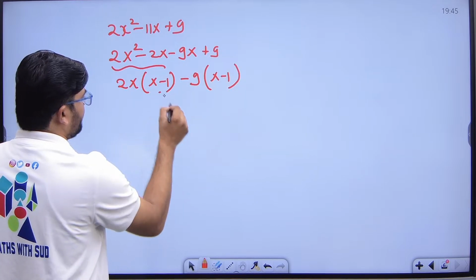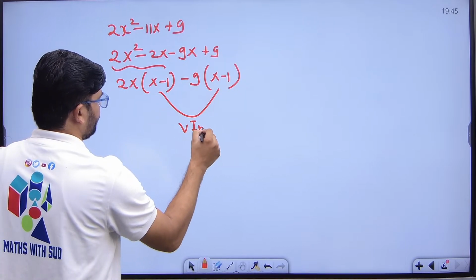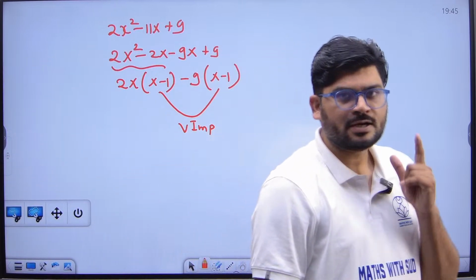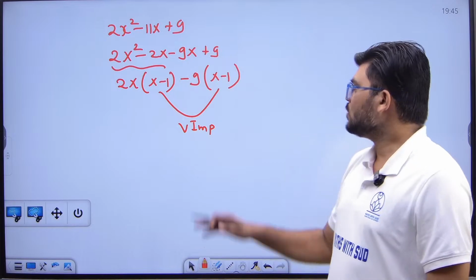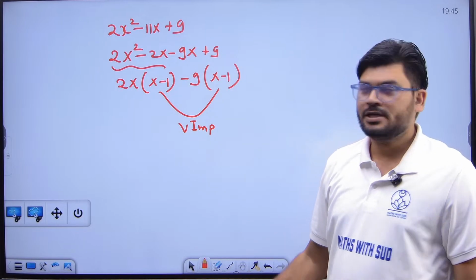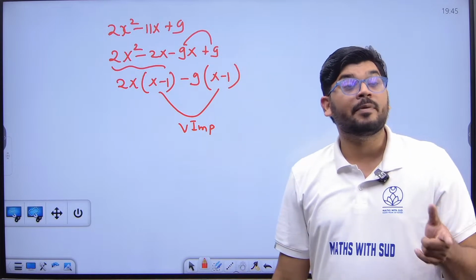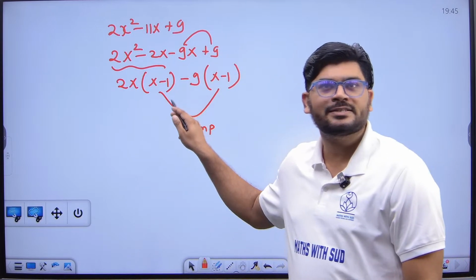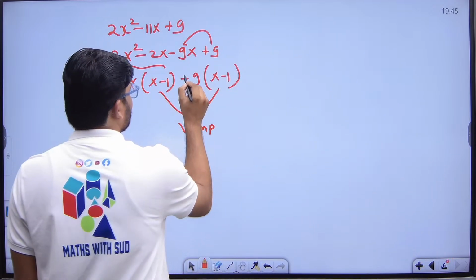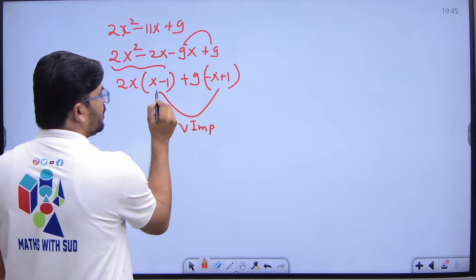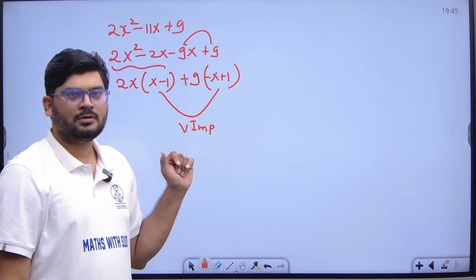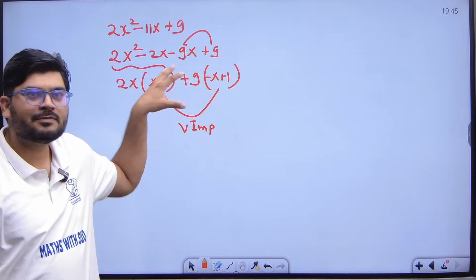Now what is very important is that these two terms have to be the same always. If they are not the same, you are doing something wrong. You can take 9 common from both of them as well, but if you take 9 common, it will be minus x plus 1. Now both of these things are not the same. And if they are not the same, how can you take common? You can't take common. You have to take x minus 1 common from both of them.